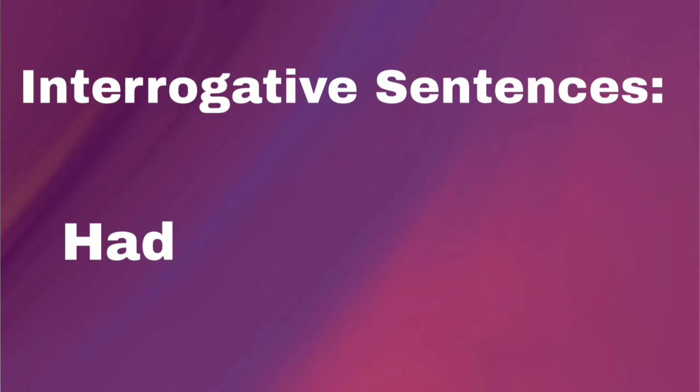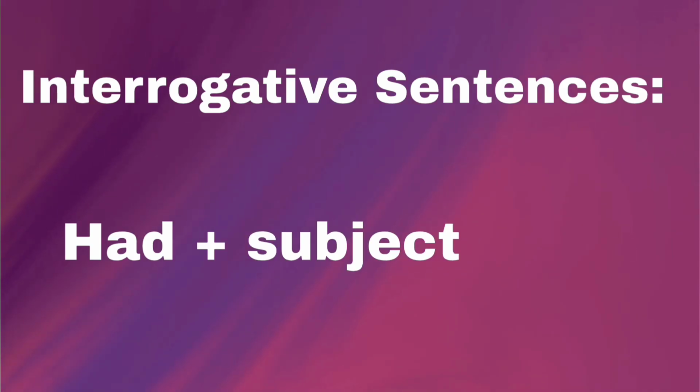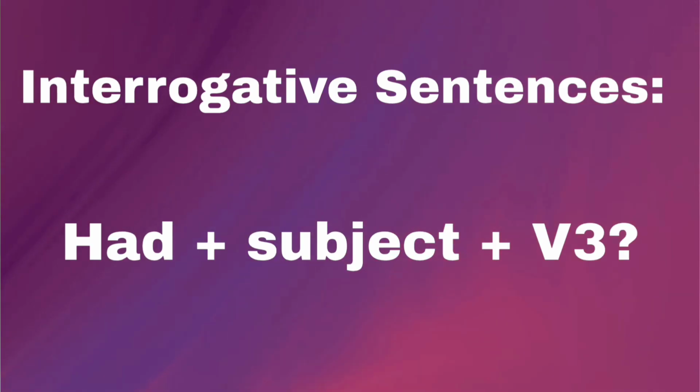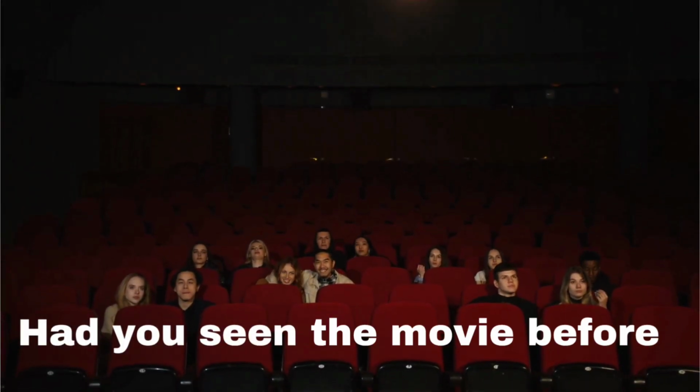Next, we will take interrogative sentences. In interrogative sentences, we use had first of all, then subject, then third form of the verb or V3. For example, had you seen the movie before?